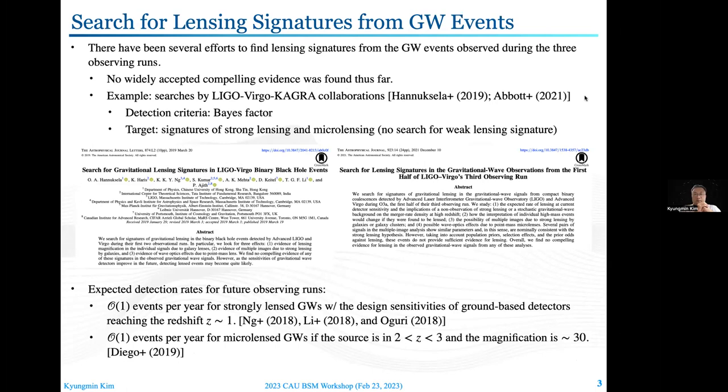For example, there were two comprehensive searches by the LVK collaboration, and the detection criterion was the Bayes factor testing the lensing hypothesis against the unlensed hypothesis. The targets were the signatures of strong lensing and micro-lensing, and there was no search for weak lensing signatures because of some technical issues. And these two snapshots are from the two papers.